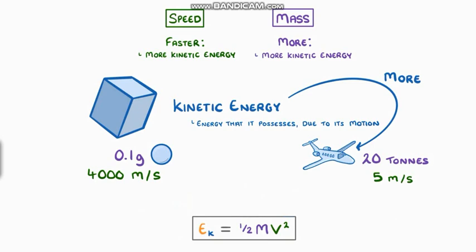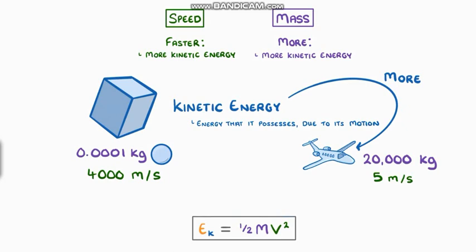So as with any question, once we have our equation, the next step is to make sure all of our values are in the correct units. So we have to change 20 tons to 20,000 kilos, as there are 1,000 kilos in each ton, and we need to divide 0.1 grams by 1,000 to get 0.0001 kilos. And we're now ready to plug these values into our equations.